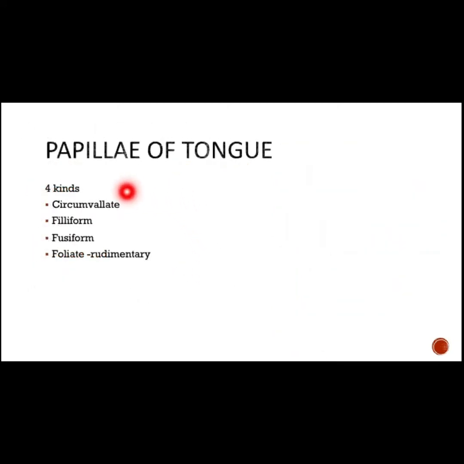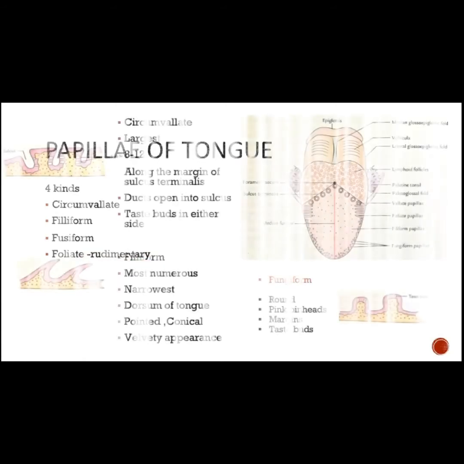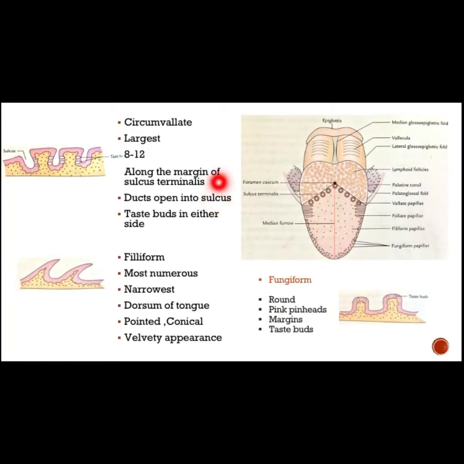There are four kinds of papillae, namely circumvallate, filiform, fungiform and foliate. This foliate papillae is rudimentary in humans, that is, it is imperfectly formed. Now let's start with circumvallate papillae. It is the largest, 8 to 12 in number, and lies along the margins of the sulcus terminalis.